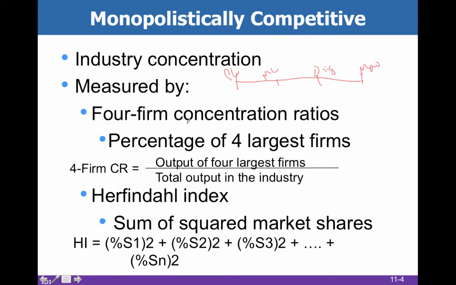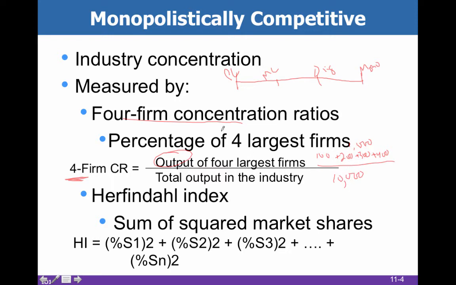You can do the four firm concentration ratio, which is where you take the four biggest firms and you add up everything that they make, okay? So their output. Let's say one firm makes 100 and another makes 200 and another makes 300 and another makes 400. Then you add that together and you divide by the total output of the industry. Let's say the total industry makes 10,000. That means we have 1,000 over 10,000. So your four firm concentration ratio is going to be 1/10 or 10%.